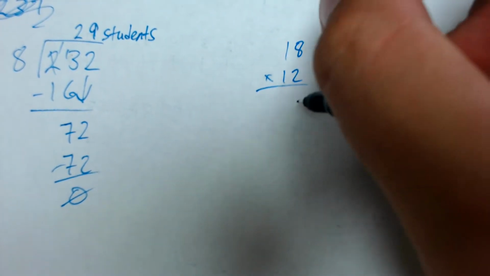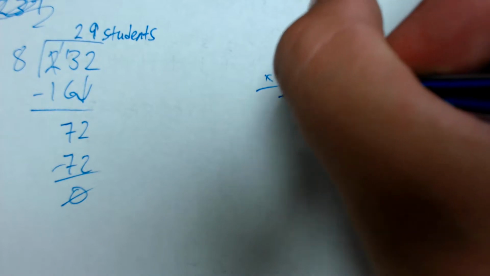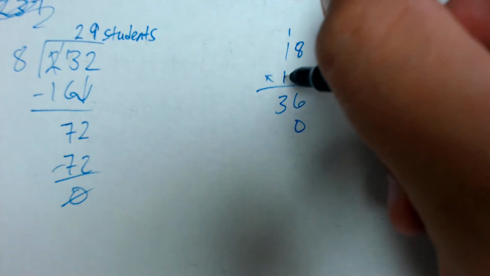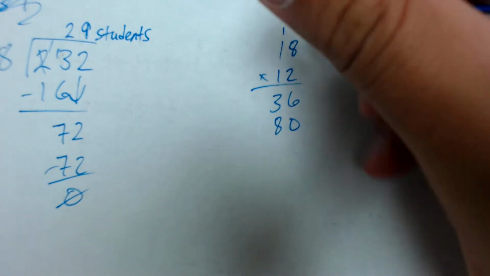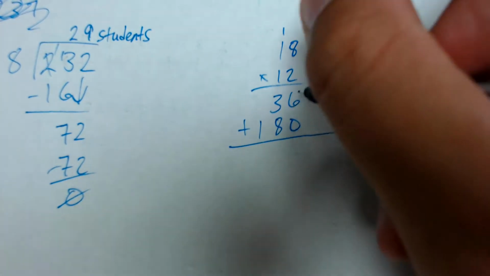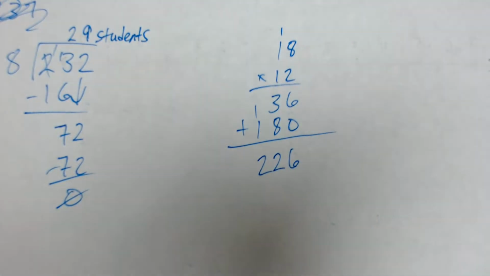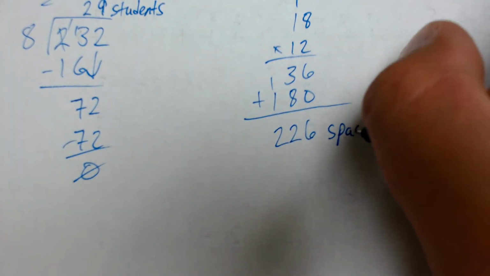18 times 12, 2 times 8 gives me 16. 2 times 1 is 2, plus 1 is 3. Right? I place my tens place 0. 10 times 8 is 80, or 8. All right? So that's how that works, by the way. And then 1 times 1 is 1, so 180. Add 6, 12, 2. 226 is my final answer. So 226 spaces.